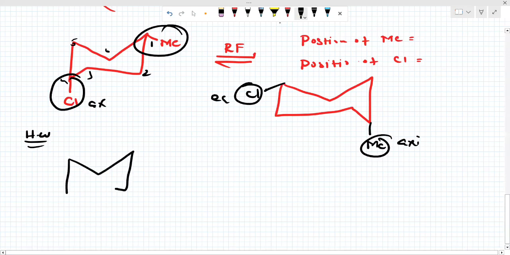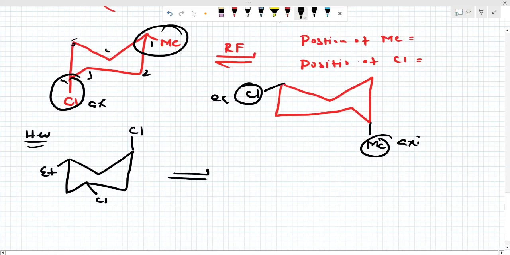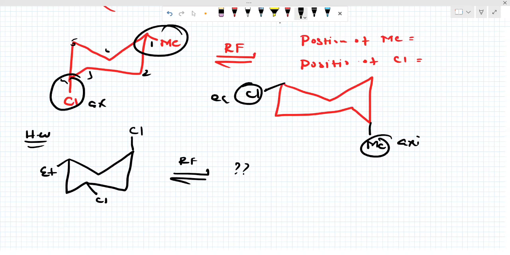Do the ring flipping and tell me the position. Here Cl, here also one Cl, here also ethyl. Do the ring flipping and draw the structure. You try this one. This is a common structure.